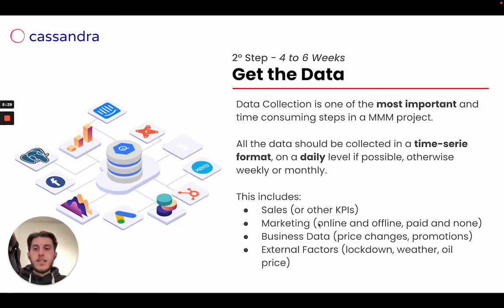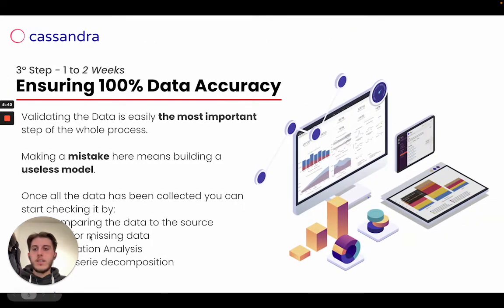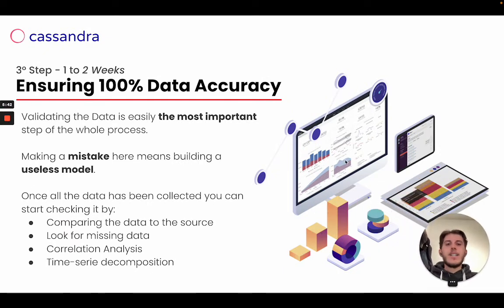So this is the data collection part of the process. It's step 2. And once you have all the data that you need, you will move on to step 3, which is ensuring that the data accuracy is 100% sure. This means basically data validation and data review.